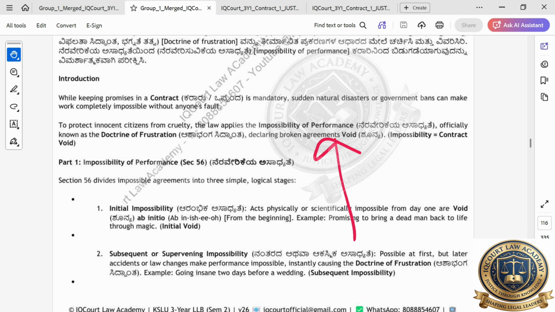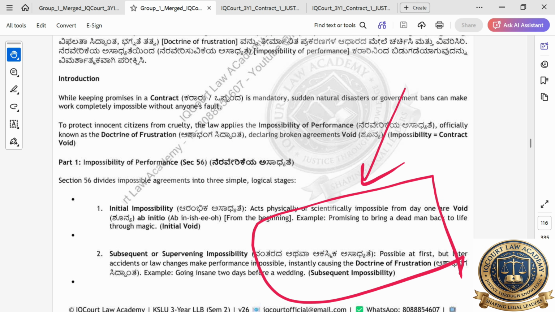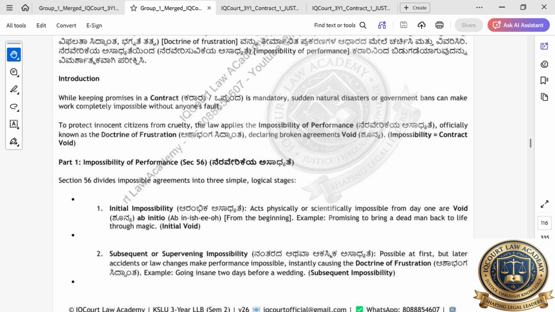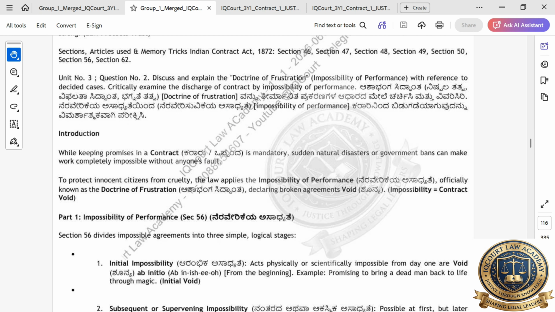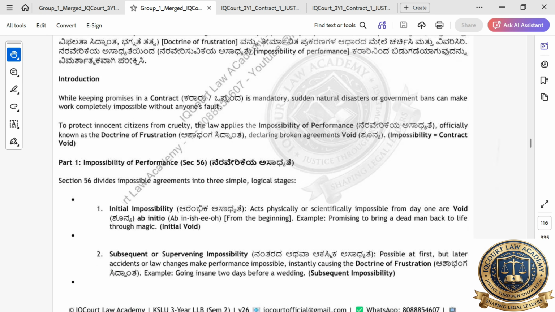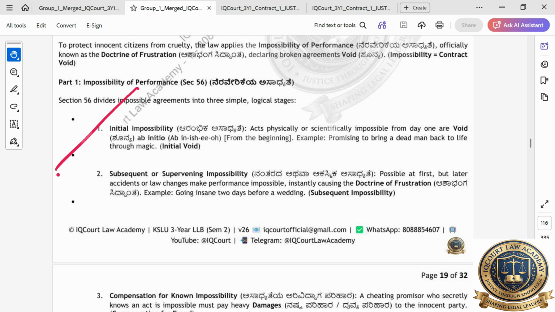See, initially it becomes void, or later also, if the government says that selling coconut is against the law, then this doctrine will come. If you have a contract and you are unable to sell, you will be protected. The other person can't file any case against you. Initially only it will become invalid, if it is scientifically impossible.